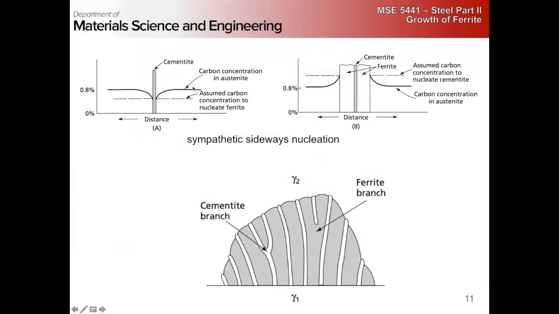But anyway, this is just a schematic of what we talked about. Right, here's the bulk carbon in the austenite. As we grow cementite, we get a depletion zone in front. Once that carbon is depleted enough that it's a little bit below the concentration required to nucleate ferrite, a ferrite lamella will start, and it will push carbon, piling up carbon in front of it, and eventually it'll get to a region where it's high enough to nucleate a layer of cementite.